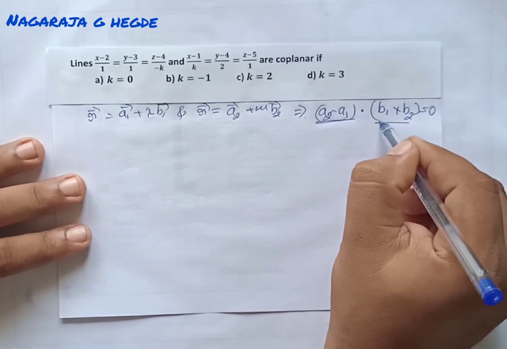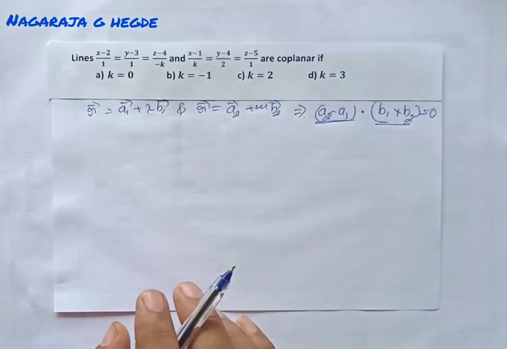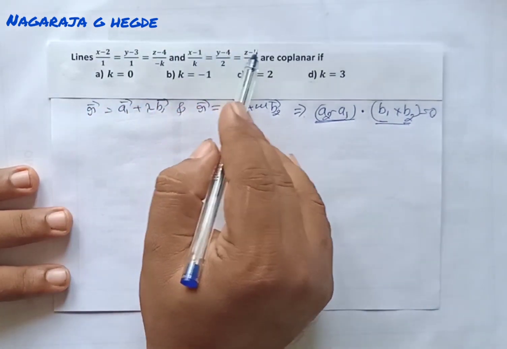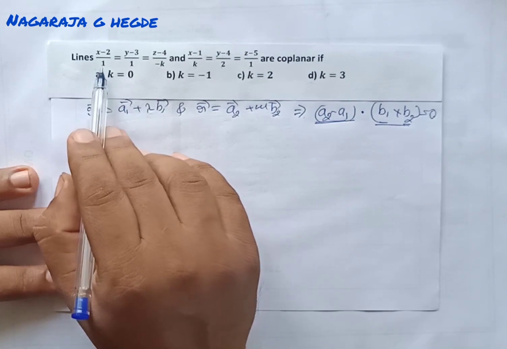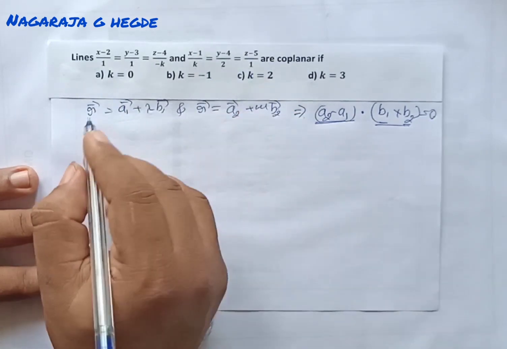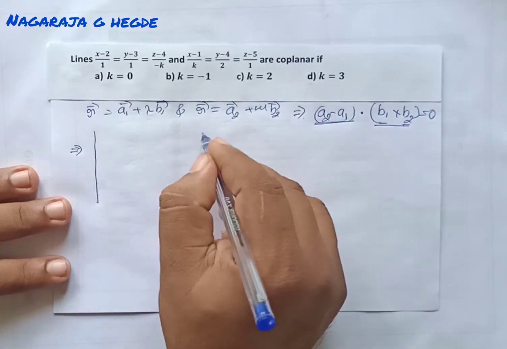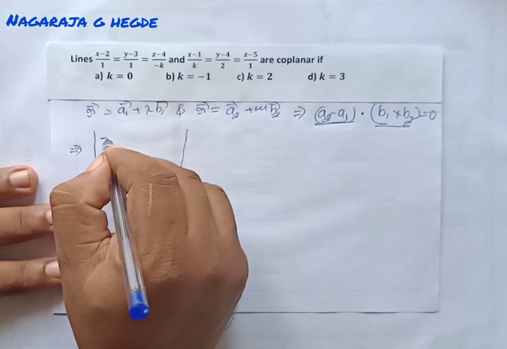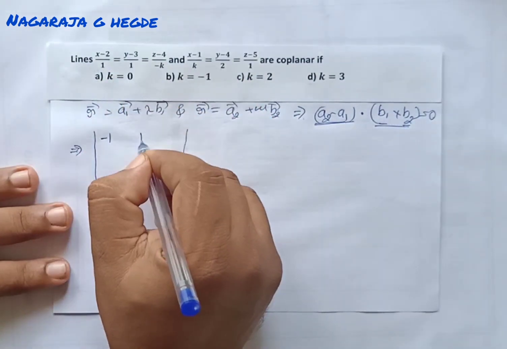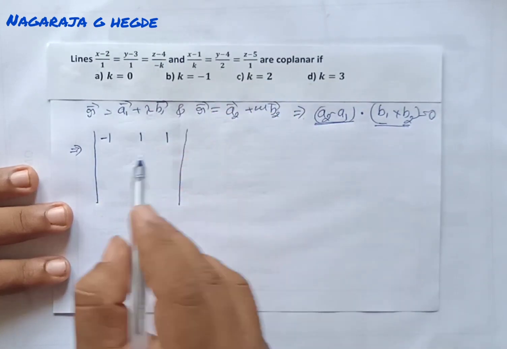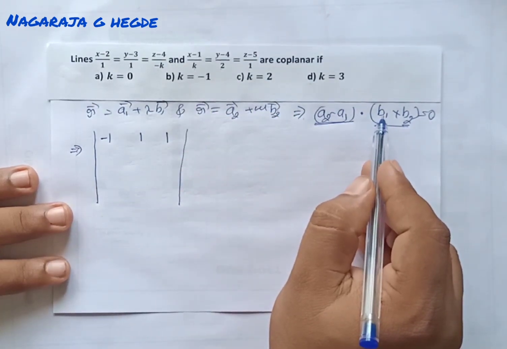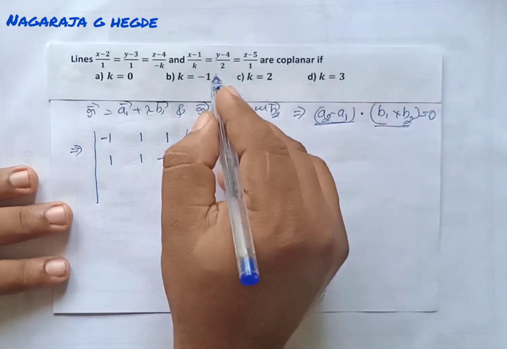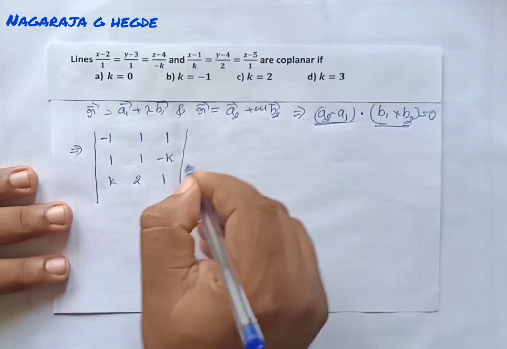What about a2 minus a1? How to find this? Directly I am going to write it in determinant format. First row, a2 minus a1: 1 minus 2, we can write minus 1; 4 minus 3, we can write 1; 5 minus 4, we can write 1. Next, the second row is the coefficients of b1, that is 1, 1, minus k, and the third row is b2, that is k, 2, 1, equated to 0.